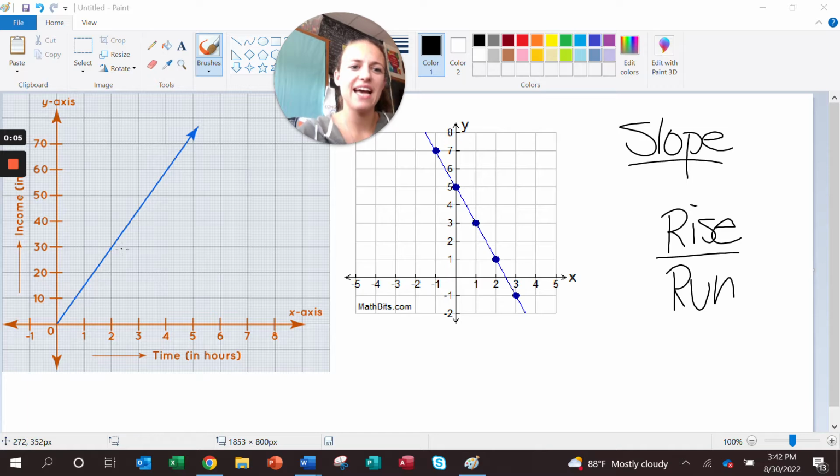Over here on the left side, I have a graph that has a positive slope. I know this because my line is going upwards, starting from left to right. So I know that this will have a positive slope in the end.